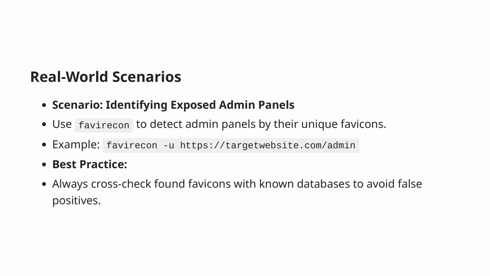In this slide, we explore a real-world scenario, identifying exposed admin panels. A powerful tool for this job is Favirecon, which leverages unique favicons to detect admin panels. For instance, you can use the command favirecon -u https://targetwebsite.com/admin to initiate the scan. A crucial best practice here is to always cross-check the favicons you find against known databases to avoid false positives. This step ensures the accuracy of your results and helps you reliably identify actual admin panels without incorrect detections.